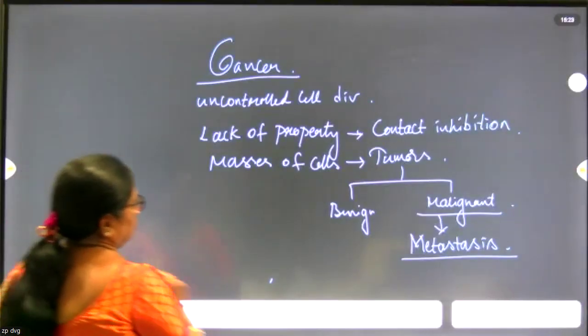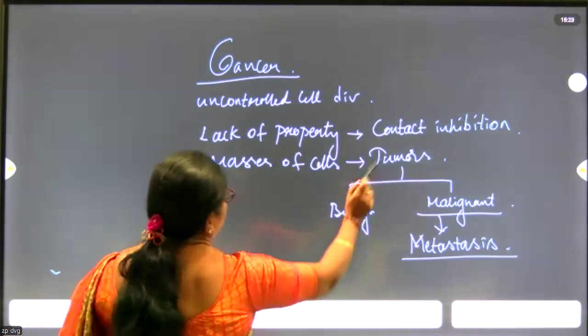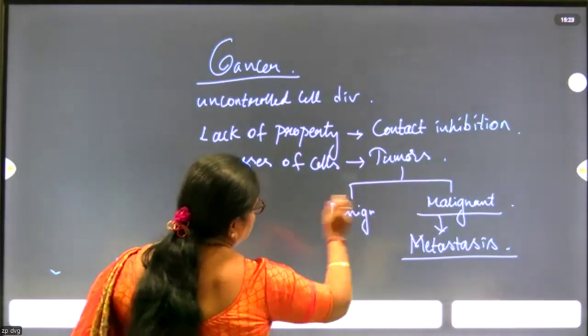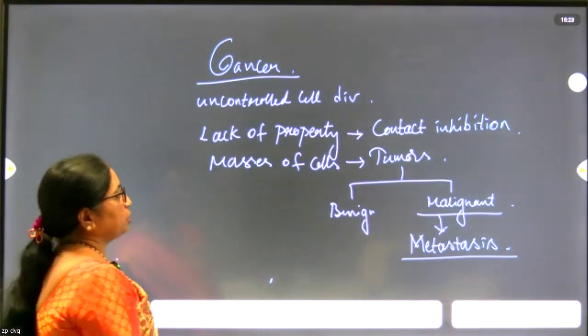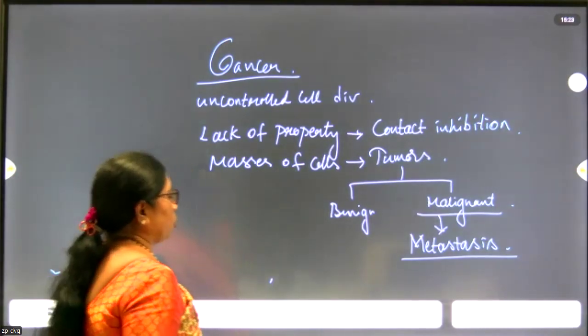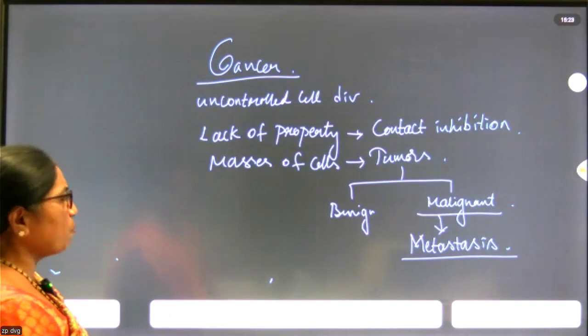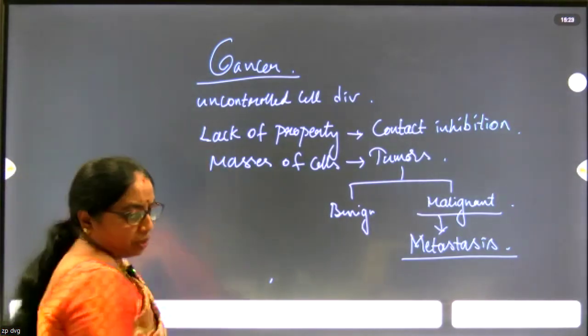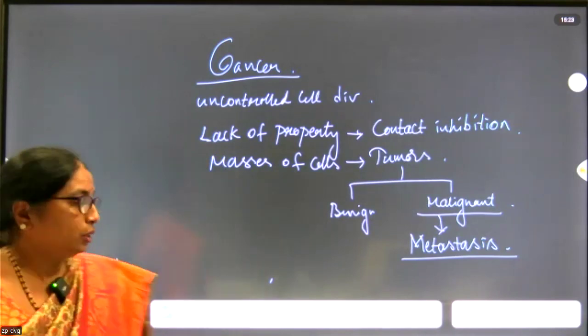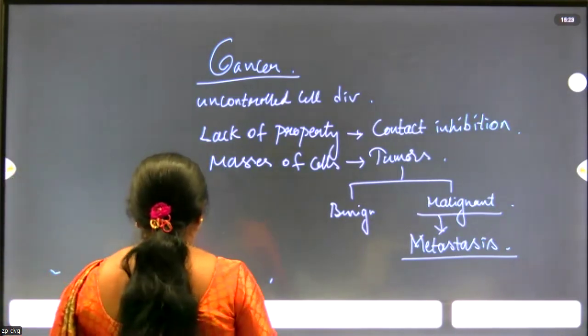Right. Next, these are the properties. Contact inhibition, you have to remember. Types of tumors, very important. Metastasis is another property which is very important from an examination point of view. Next, coming to the causes of cancer. So what causes cancer?